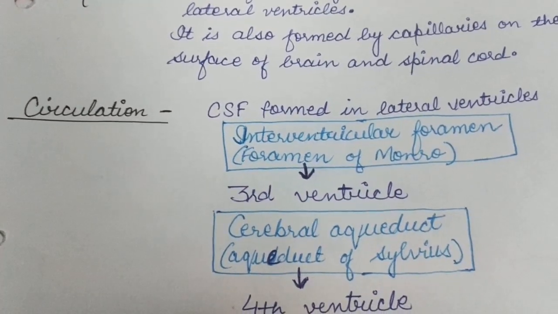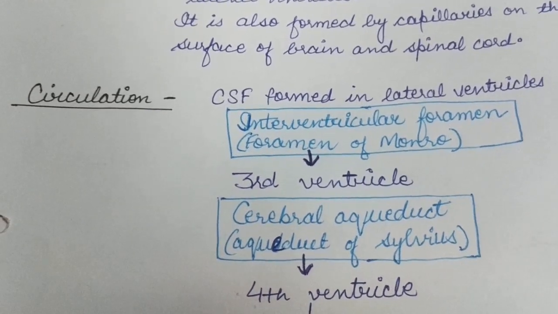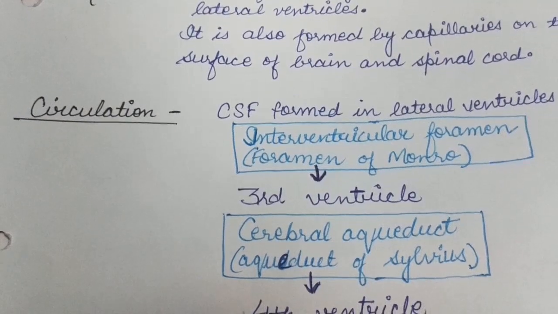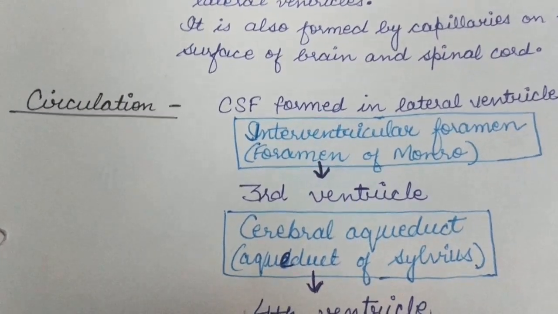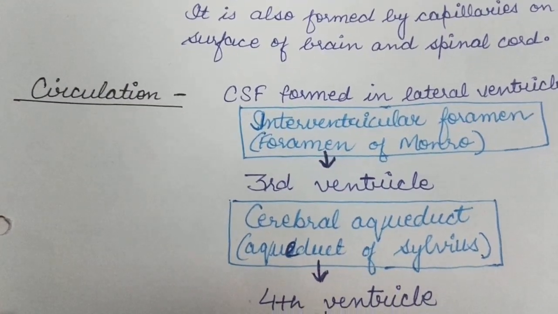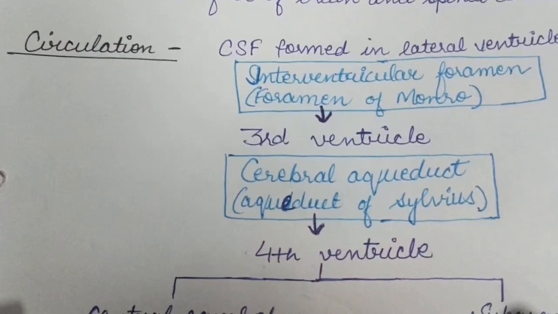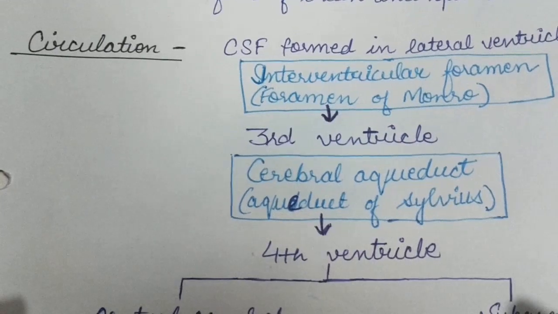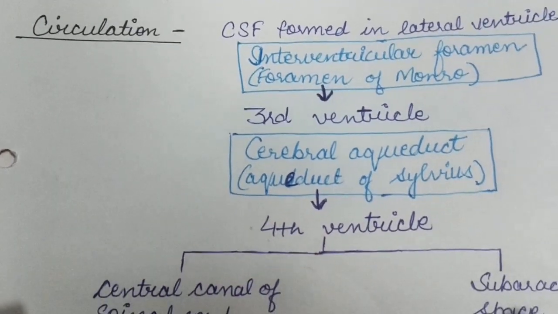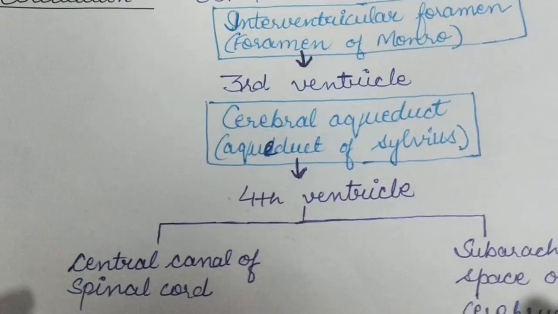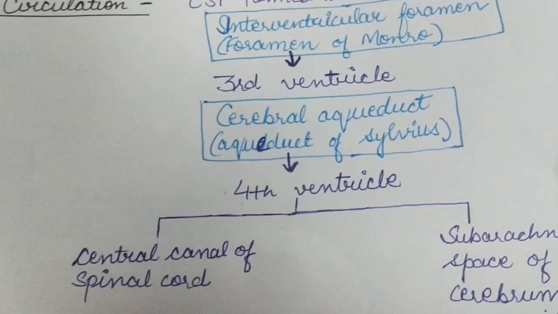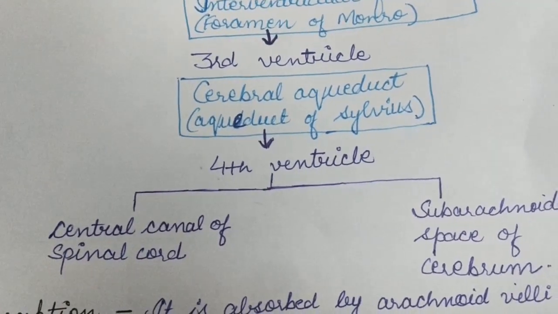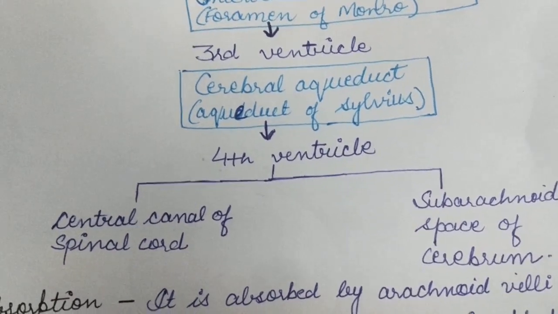How is CSF circulated? CSF is formed in the lateral ventricles. Then from the lateral ventricles it goes into the third ventricle by the interventricular foramen, that is also called the foramen of Monro. And from the third ventricle it goes into the fourth ventricle by the cerebral aqueduct or the aqueduct of Sylvius. Then from the fourth ventricle, some of the cerebrospinal fluid passes to the central canal of the spinal cord, and some of the cerebrospinal fluid passes through the subarachnoid space of the cerebrum.